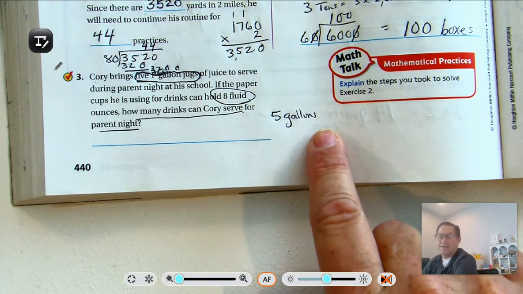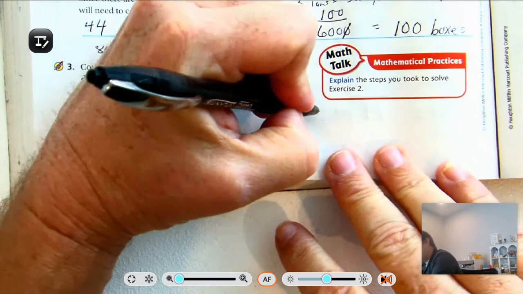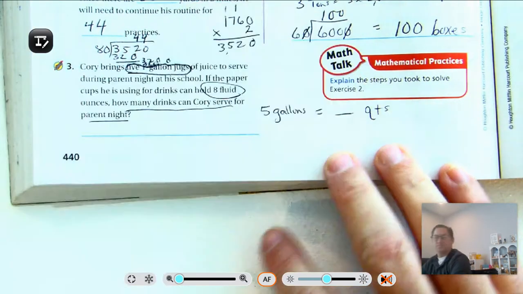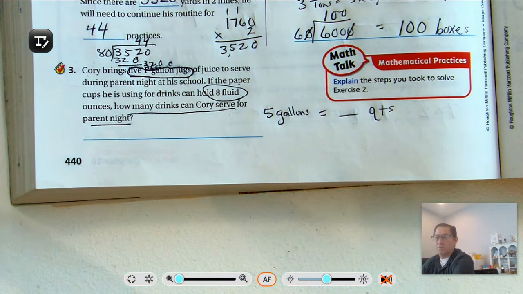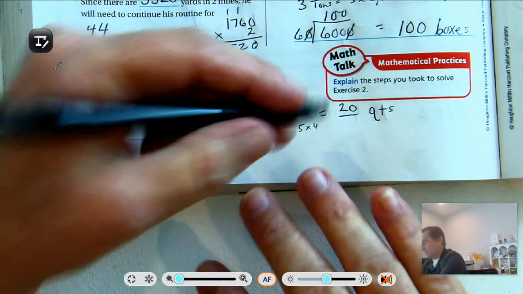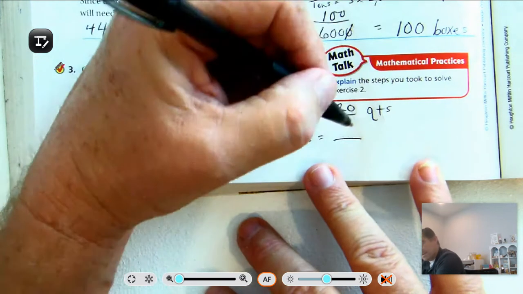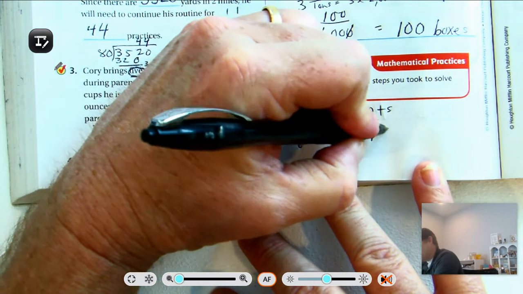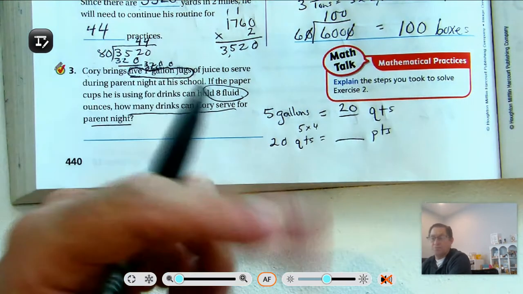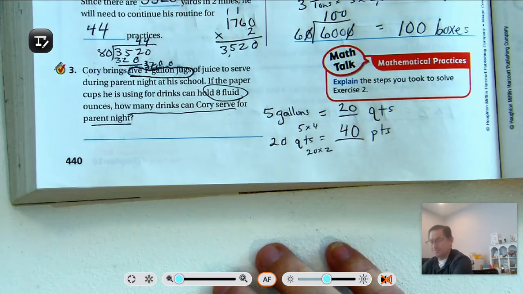So we need to change 5 gallons into ounces. Well, first, let's go 5 gallons is how many quarts? Well, we know there's 4 quarts for every gallon. So 5 times 4. All right, so in 5 gallons, there's 20 quarts. Now we can change 20 quarts into pints. We know that there's 2 pints per quart. So 20 times 2. So we have 40 pints.